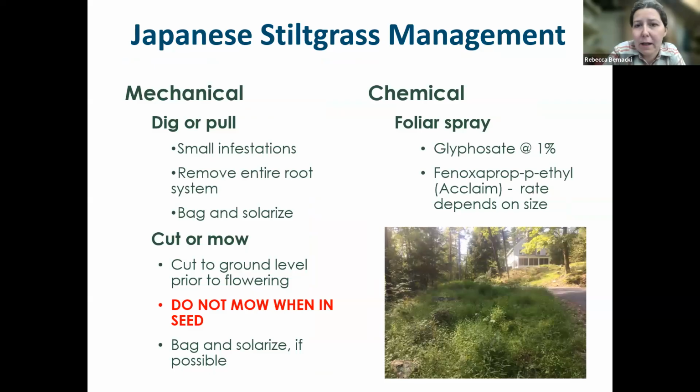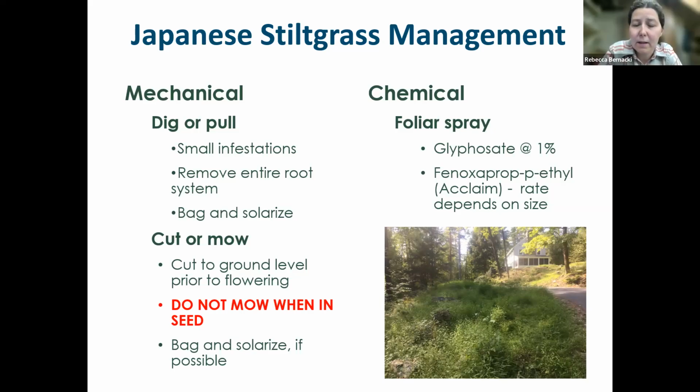And how do we manage Japanese stiltgrass? So we have a lot of mechanical options. We can dig or pull small infestations. We're going to be sure to remove that entire root system, bag it, let it solarize in the sun, and dispose of it. We can also cut or mow it. Again, you may need to do this multiple times in the growing season. You want to monitor it and make sure it's not going to seed. And you never, ever want to mow when it's in seed. If possible, you want to rake up that plant material and bag it and solarize it.